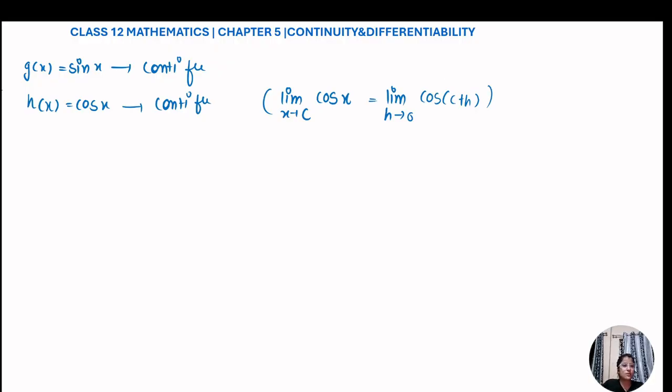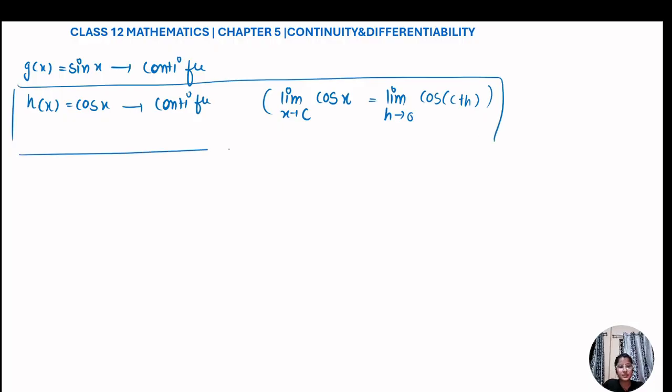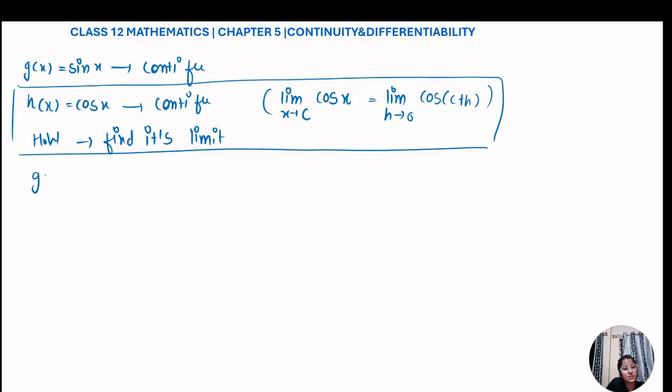So this is homework for you, to show that this is continuous at all points of its domain. What is the homework for you? Find its limit, and you will find that it is the same as the function value, so it is continuous. So from here, we get that g(x) and h(x) are both continuous in all of their domain D, that is nothing but R.